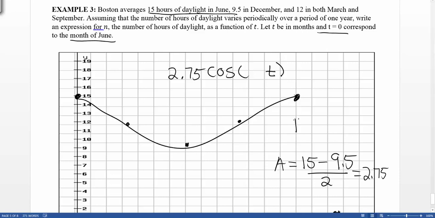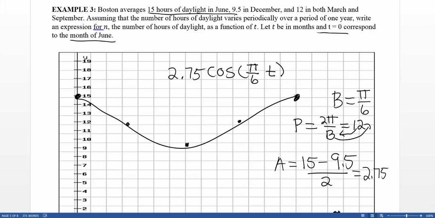Now the period is 12 months, because after 12 months, the whole cycle starts again. So that means that 2 pi over b is going to equal 12. If I want to solve for b, I'm going to multiply the b up and divide the 12 down. So b equals 2 pi over 12, or b equals pi over 6. Inside my function, I'm altering the period from 2 pi, and so I put in the pi over 6 to get my function to have the correct period.